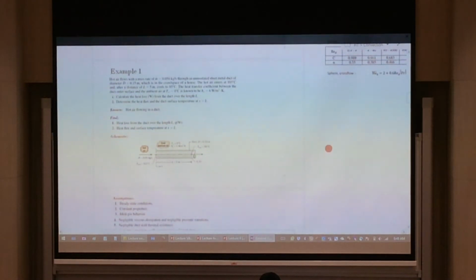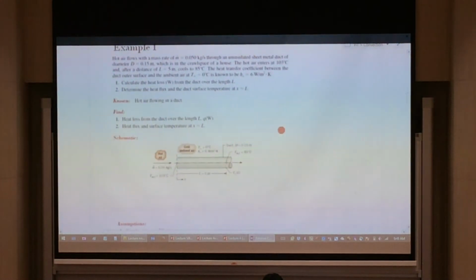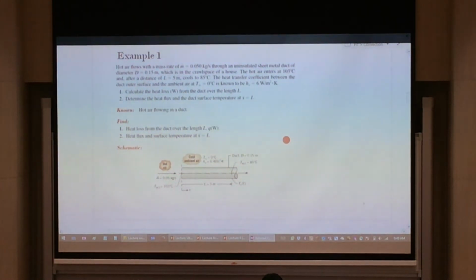So that's good. Let's look at an example. This example says that there's hot air flowing into a pipe system. And this hot air has a certain mass flow rate, 0.05. And this pipe has a diameter of 0.15 meters. And this pipe is in a crawl space of a house.